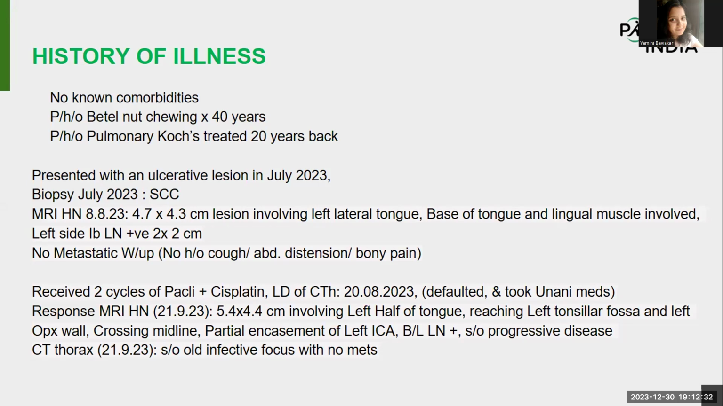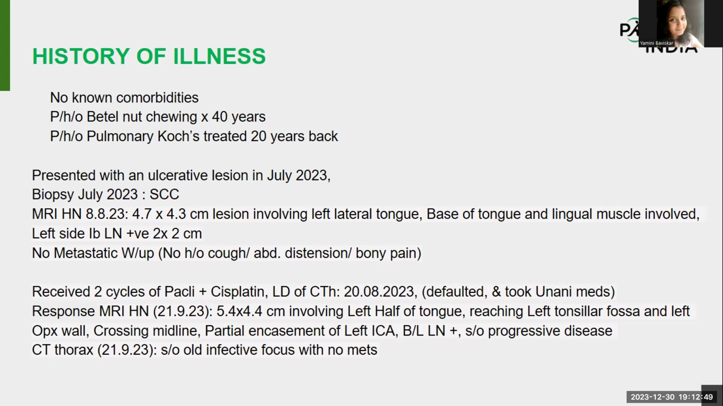And there was an ipsilateral level 2 lymph node and level 1B lymph node. No metastatic workup was done, but she had no complaints suggestive of any metastatic disease. She received 2 cycles of chemotherapy and after that defaulted and took Unani medicines.